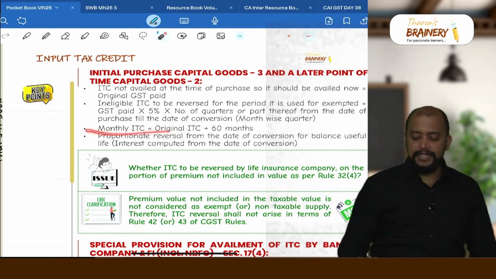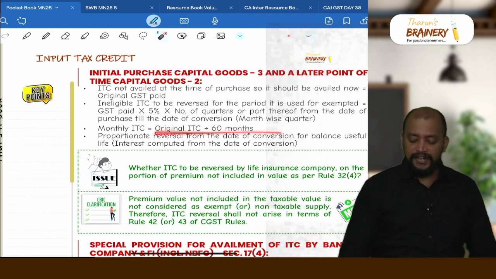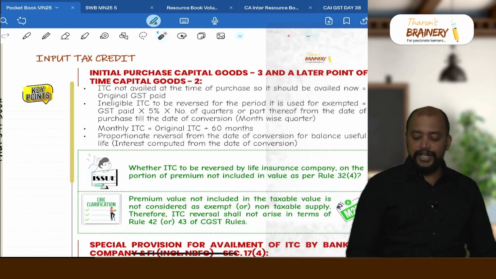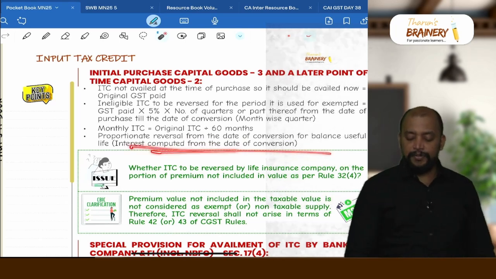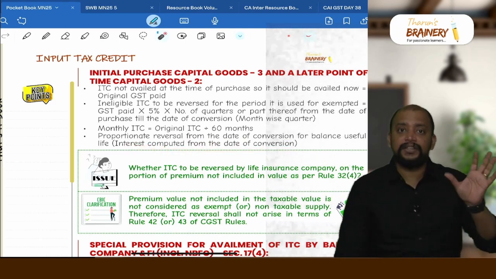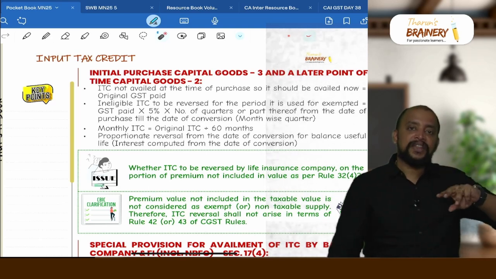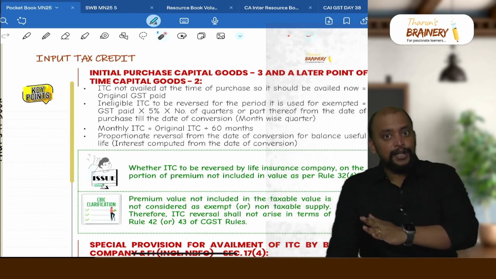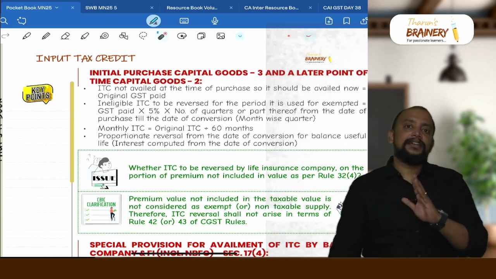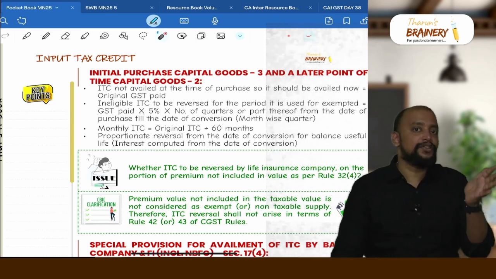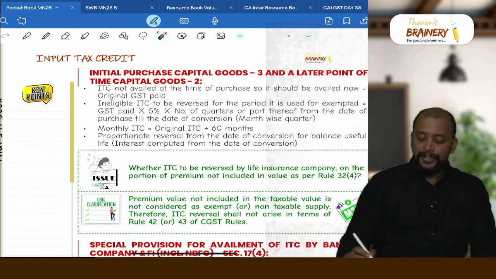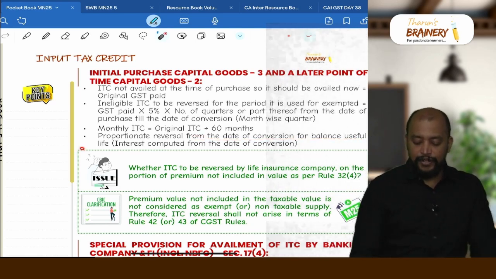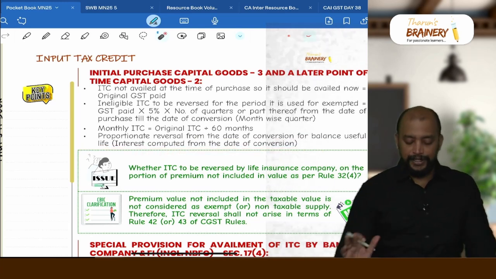And monthly ITC is original ITC divided by 60 months, and proportionate reversal from the date of conversion for the balance useful life. Interest computed from the date of conversion. Here remember calendar quarter, month-wise quarter means don't get confused. It is like, till the month of conversion, you need to count the quarters, and here you need to see how many months you have used based on that. Calendar quarter only, everywhere in GST calendar quarter only. So proportionate reversal from the date of conversion for the balance useful life. Interest computed from the date of conversion, same.